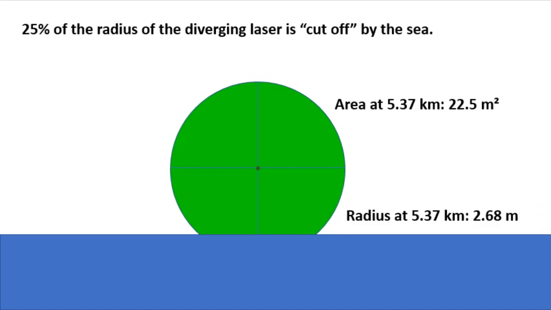Area at 3.57 kilometers, 22.5 square meters. Radius at 3.57 kilometers, 2.68 meters.